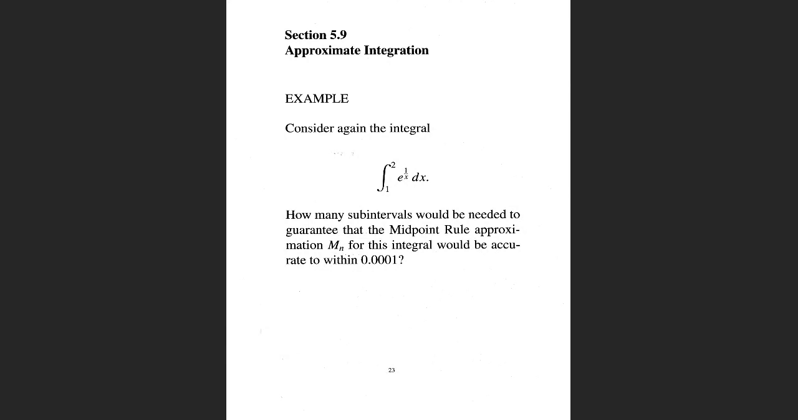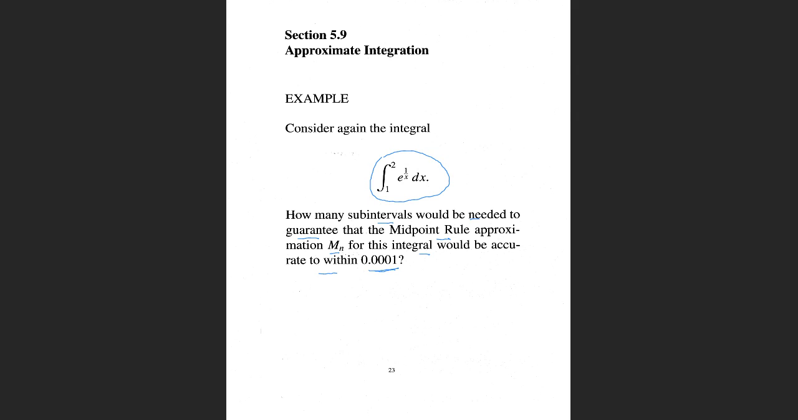Okay, so I'm recording here, of course, and so we're continuing now talking about our section 5.9 approximate integration. And here is the integral from 1 to 2 of e to the 1 over x power dx. And this time I want a certain accuracy. I want to know how many subintervals would be needed to guarantee that the midpoint rule approximation for our integral would be accurate to within 1/10,000th.